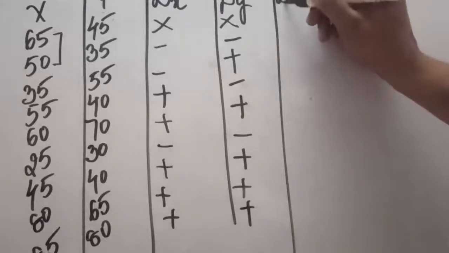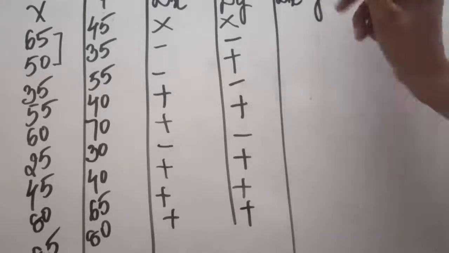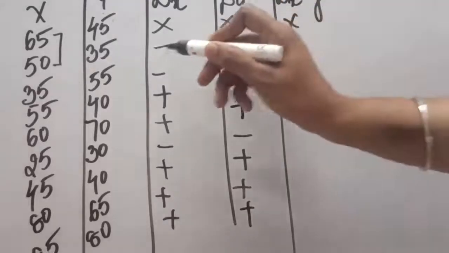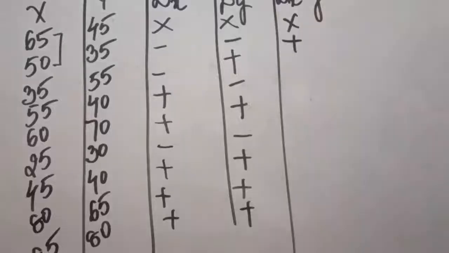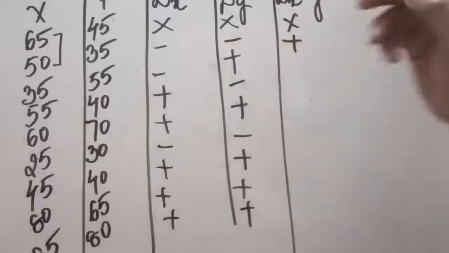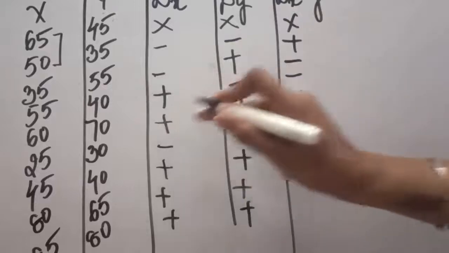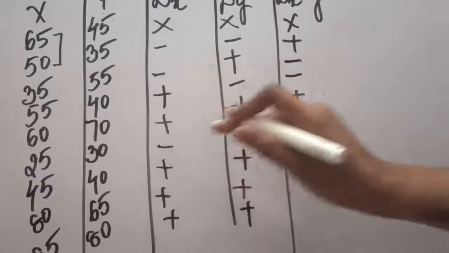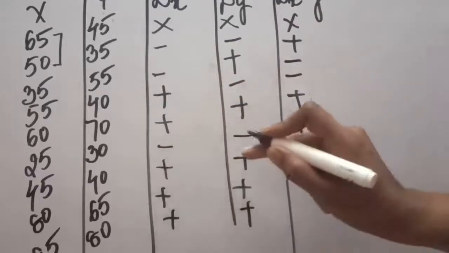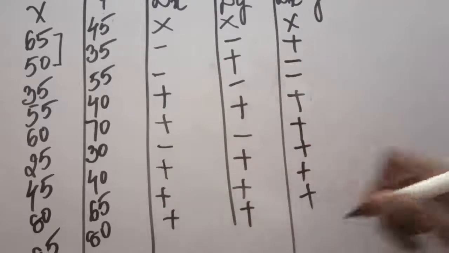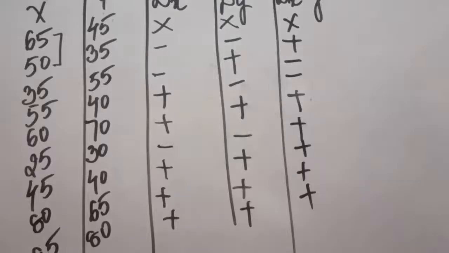Finally, in the next column we will calculate dx into dy. The two will be multiplied. The first value will always be a cross because there is no value. Minus minus plus, so it is plus. Minus plus minus, plus minus minus, plus plus plus, minus minus plus, plus plus plus, plus plus plus, plus plus plus. So this is how you have to solve this.